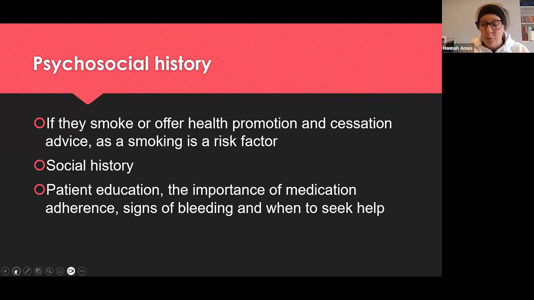As with all your scenarios, you'll need to look at the social history and just identify if there are any social history concerns or risks. Patient education is also quite important with this station. So they're going to be on long-term anticoagulants. So we need to give some education around the importance of medication adherence, recognising signs of bleeding as well, and when to seek help.